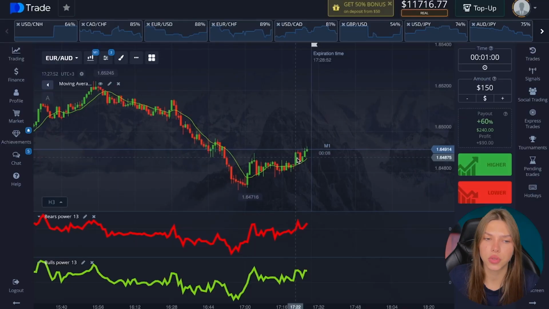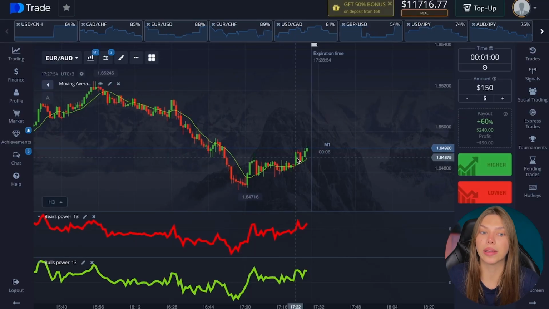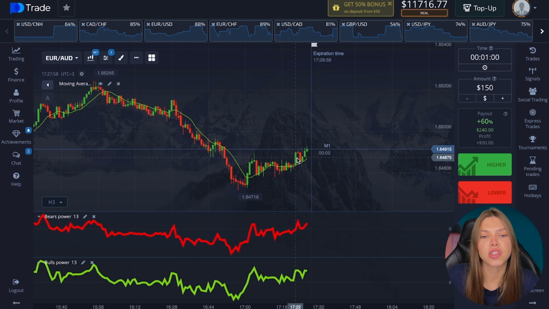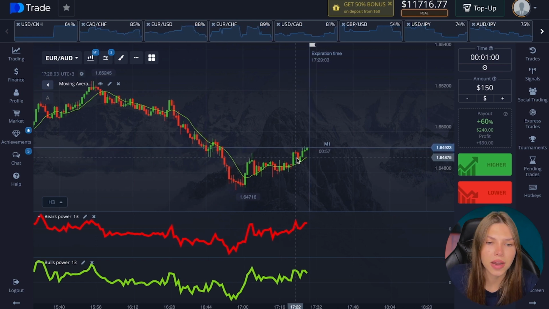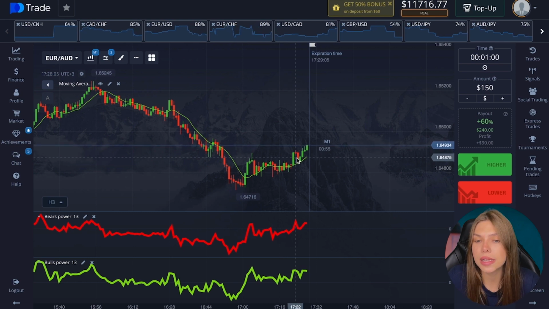Today we have two indicators, but in fact it is one indicator. This is an indicator that measures the strength of bulls and bears. It was developed by Alexander Elder for stock markets, but it can also be successfully applied for other assets.